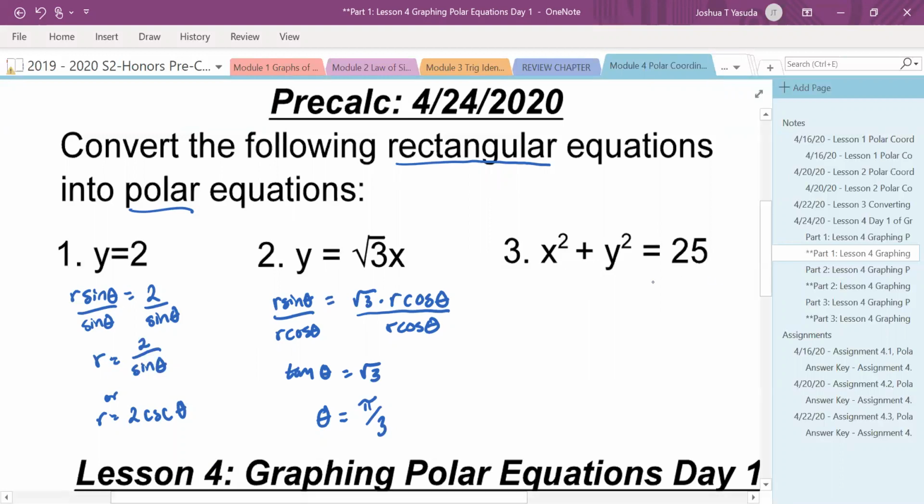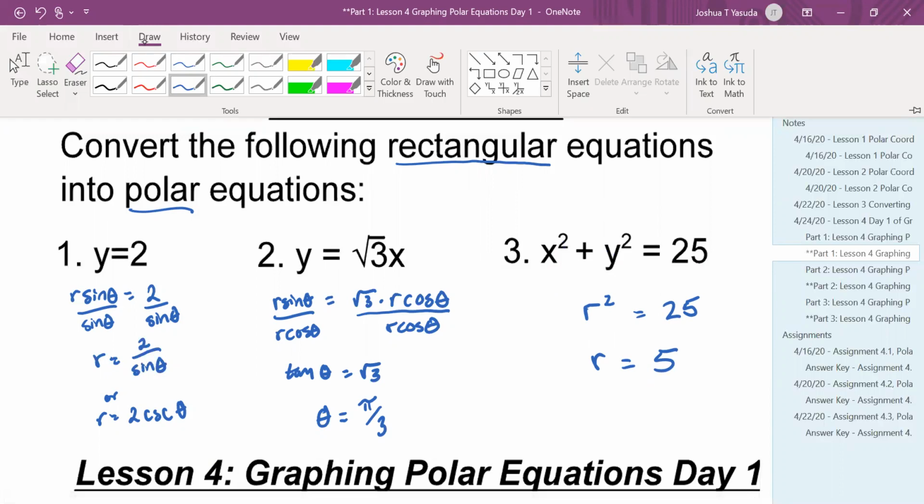All right. And then the last one is x squared plus y squared equals 25. If you remember, when we look for x squared plus y squared, that can be substituted for r squared. And so r squared equals 25, get r by itself, so r equals 5. You don't need the plus or minus. So we end up with those answers.